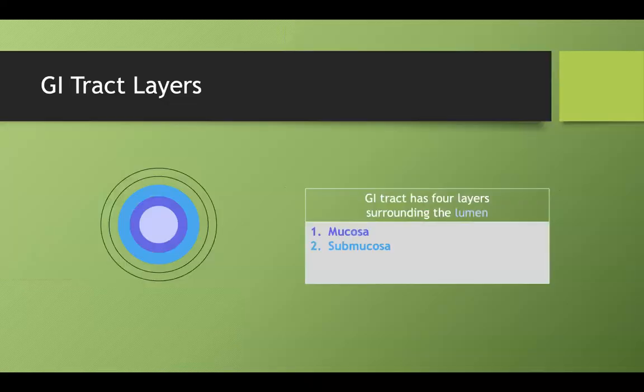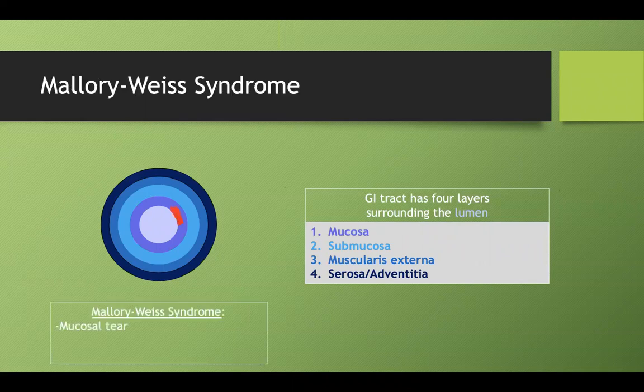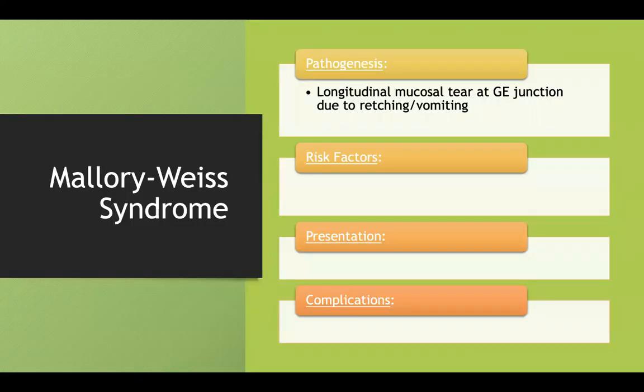We've already seen our 4 layers of the GI tract right here: mucosa, submucosa, muscular layer, and serosa. And what's going to happen in Mallory-Weiss is that you're going to have a mucosal tear just in this layer right here. And it's a longitudinal tear. So if you imagine, it's coming in and out of the screen, okay? And so this usually bleeds from the left gastric artery. I've seen that tested once or twice before.